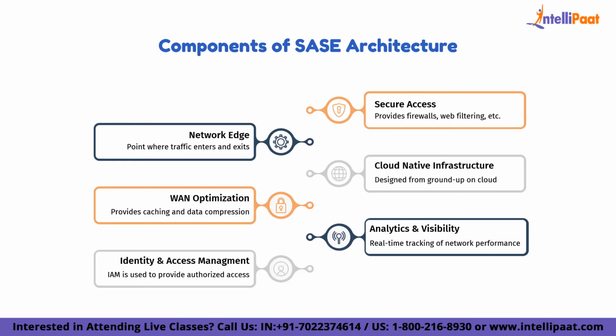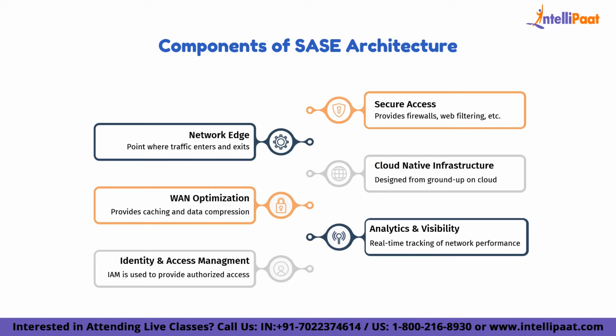Now, the fifth component we have is identity and access management. This is by far the most important component of SASE architecture. Basically, identity and access management capabilities help to ensure that only authorized users are able to access applications and services. IAM control can be applied at the network edge as well as the application level to provide granular access control and prevent unauthorized access using SASE architecture, which is why IAM is an important component of this whole architecture.